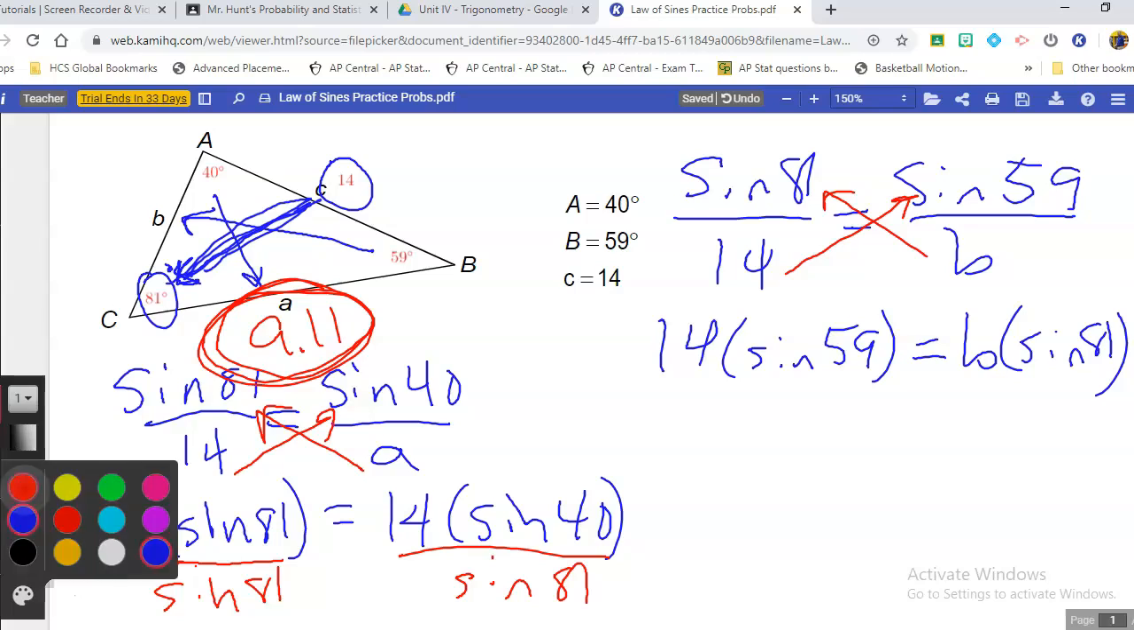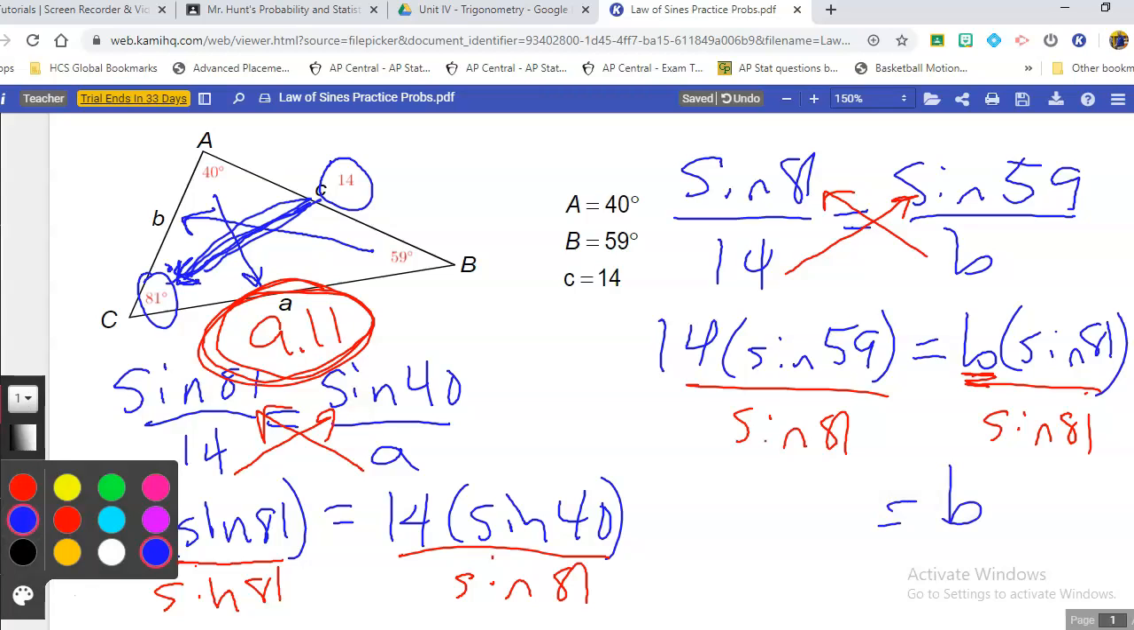And to solve, we just divide. We're trying to get B by itself again, so we're going to divide by the sine of 81 on both sides. And that gives us our solution. It tells us that B is equal to approximately 12.15, which is a cool number for me.